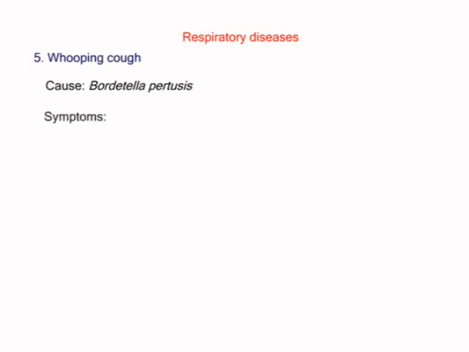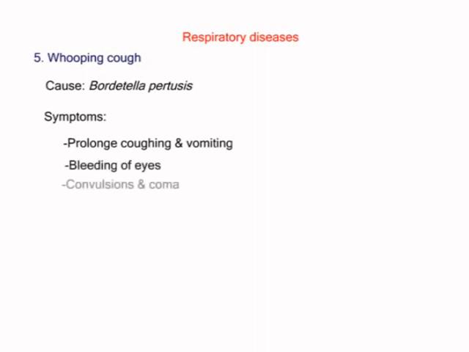The symptoms of whooping cough include prolonged coughing and vomiting, bleeding of the eyes, convulsions and coma, ulcers and cardiac failure, malnutrition, especially protein and calorie deficiency due to repeated vomiting and difficulty in eating.